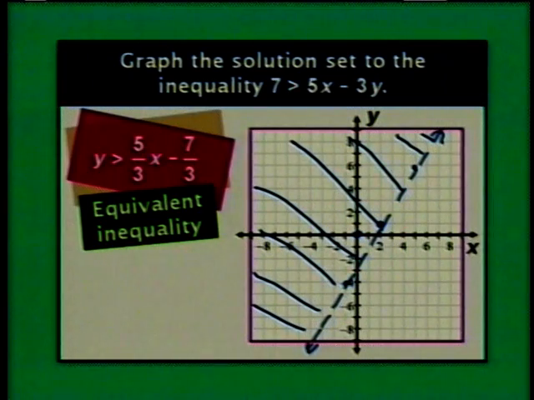When y is 0, y is 0. When x is 0, 5/3 x minus 7/3 is negative 7/3. 0 is greater than negative 7/3. We did shade the proper side of the line.